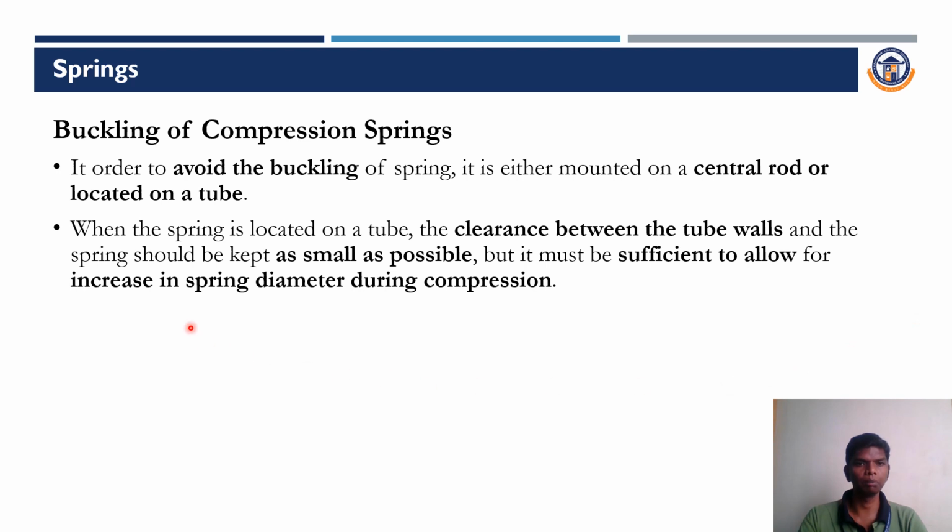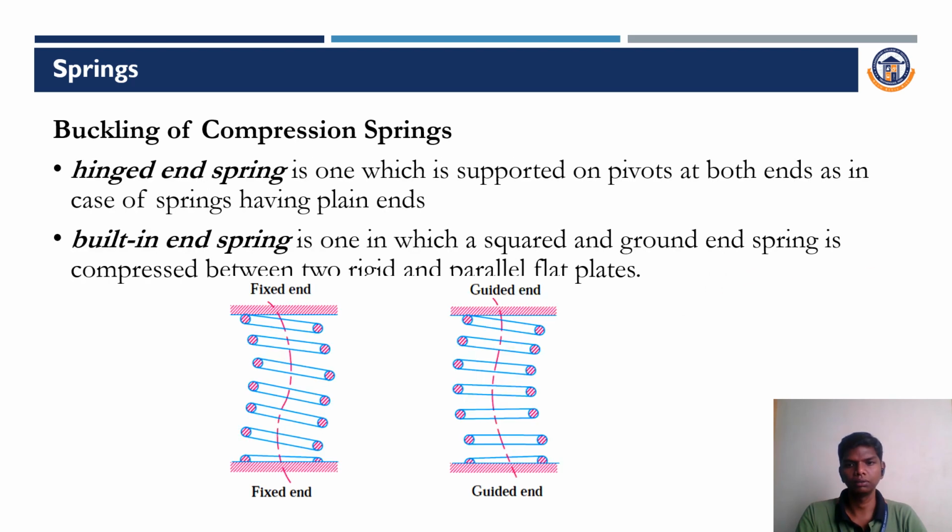This is buckling of compression springs. In order to avoid buckling of springs, the spring is either mounted on a central rod or located in a tube. When the spring is located in a tube, the clearance between the tube wall and the spring should be kept as small as possible, yet sufficient to allow for the increase in spring diameter during compression. So, to avoid the buckling effect, a central rod or a tube is used.